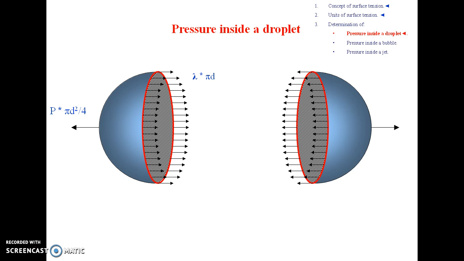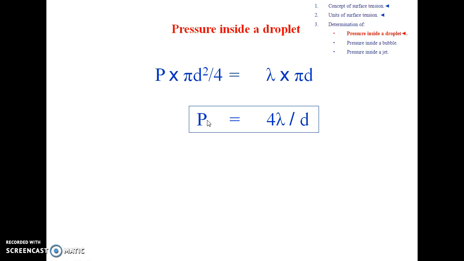And for equilibrium, these two forces, the pressure force as well as the force due to surface tension, should be equal. If we equate them, we get the pressure inside the droplet equal to 4 lambda by d.